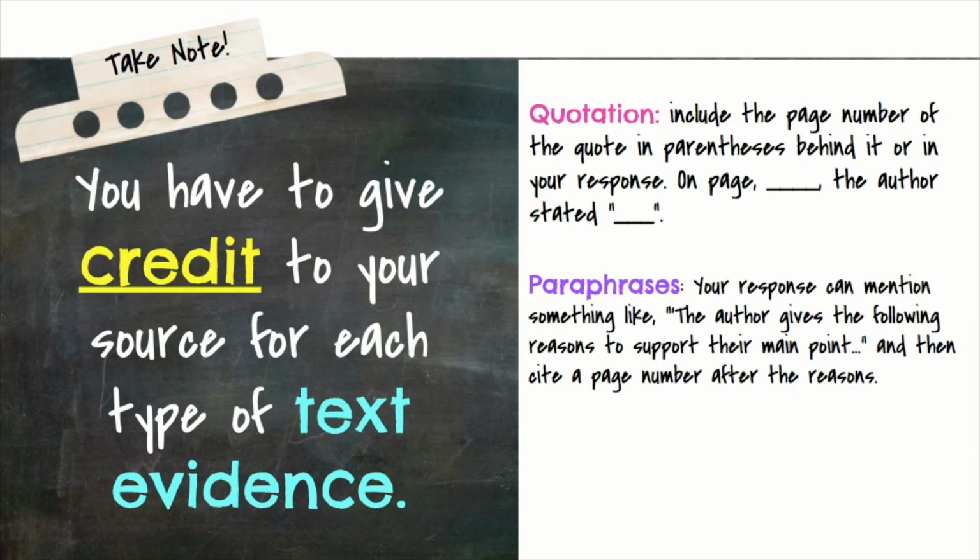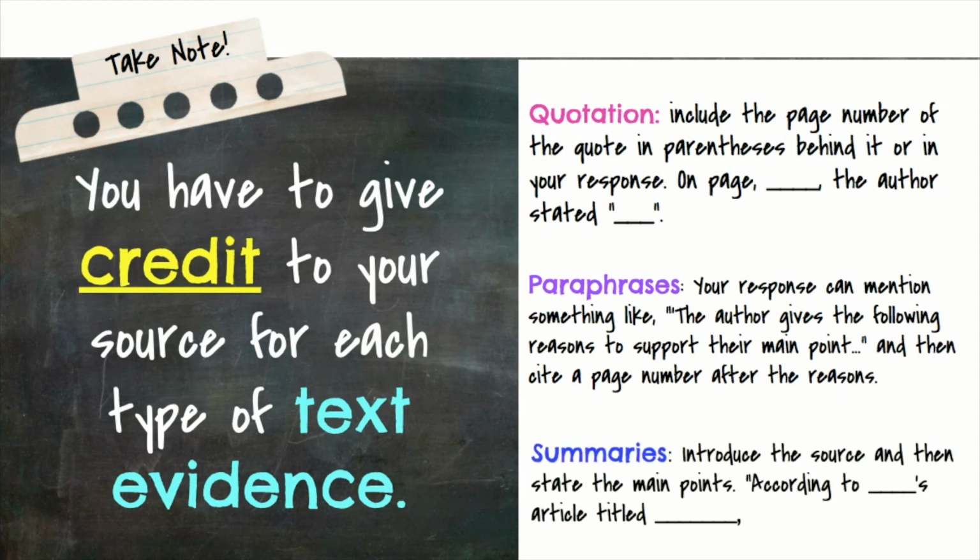Your response can mention something like, the author gives the following reasons to support their main point, and then cite a page number after these reasons. And finally, summaries. Introduce the source and then state the main points. You can say, according to so-and-so's, and you'll put whoever the author was, article titled whatever the title was, and then you talk about the summary.